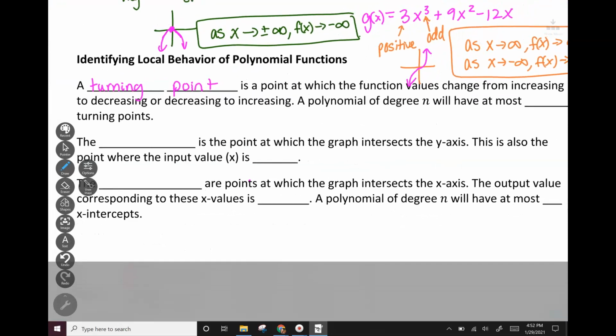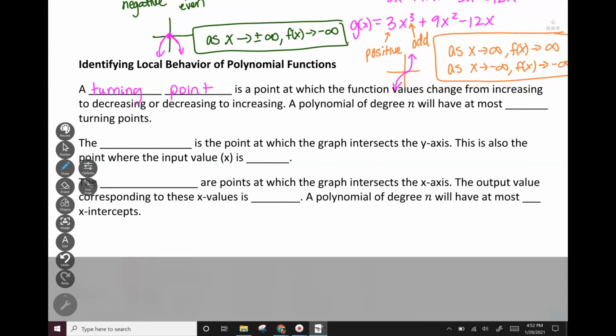A polynomial of degree n will have at most n minus 1 turning points. So let's say you're looking at x to the 4th. Then it's going to have at most three turning points. N minus 1. Your exponent minus 1. Okay.